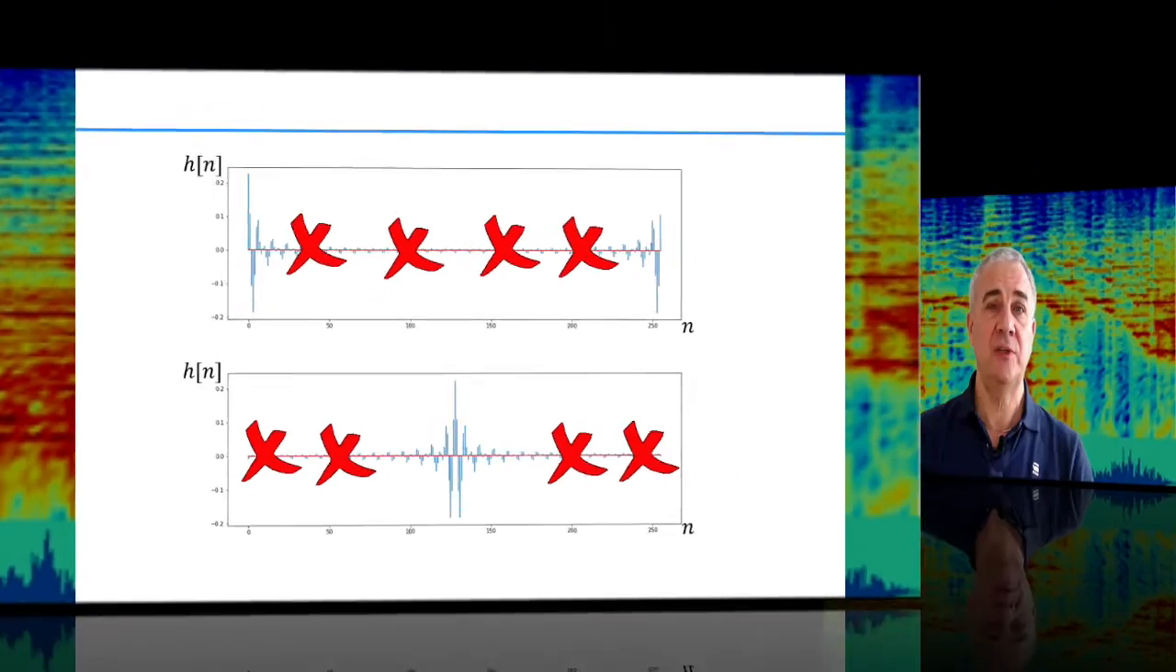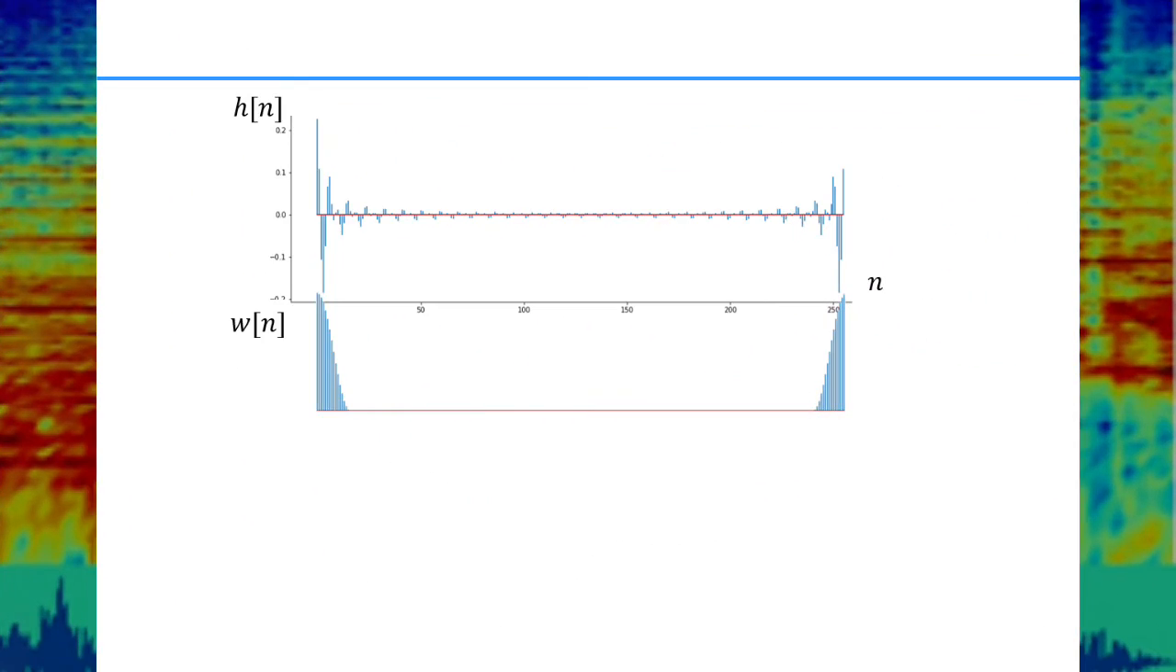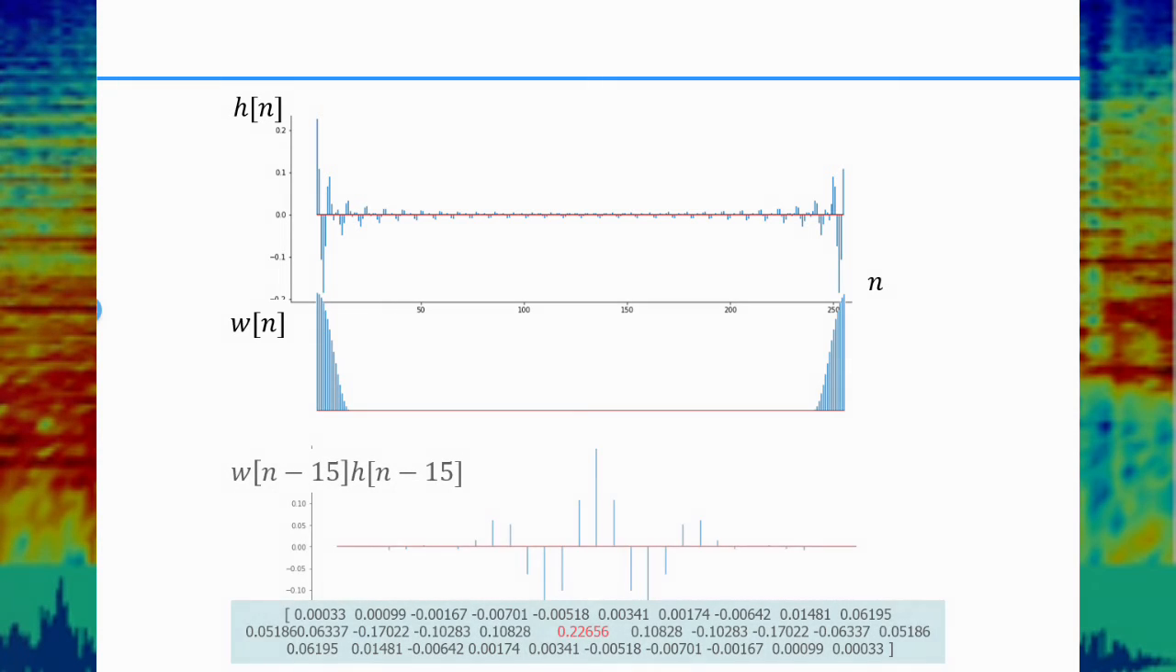Let us deal with these two issues at the same time. First, we limit the length of the impulse response to 31 coefficients. This of course affects the magnitude of the filter's frequency response. To limit the spectral leakage that would be caused by simply truncating the impulse response, we apply a temporal Hamming window. And second, we right shift the impulse response by 15 samples. This only affects the phase of the frequency response.